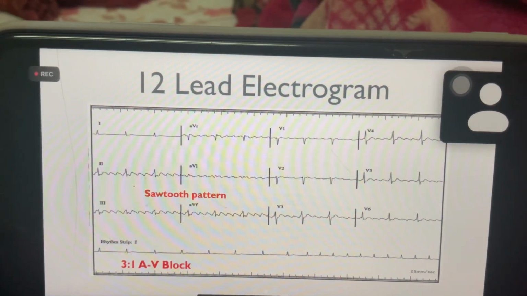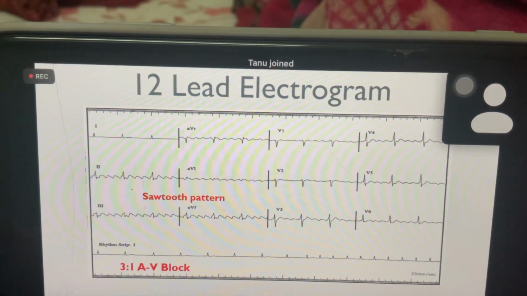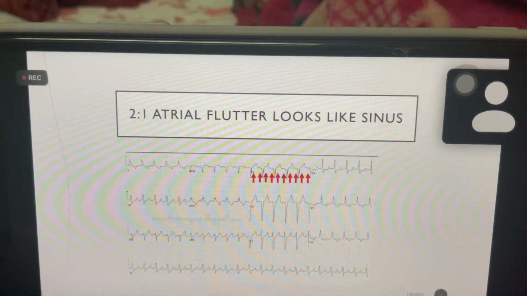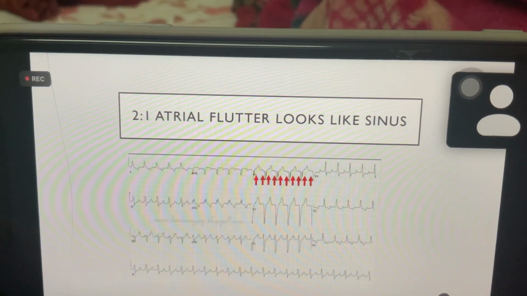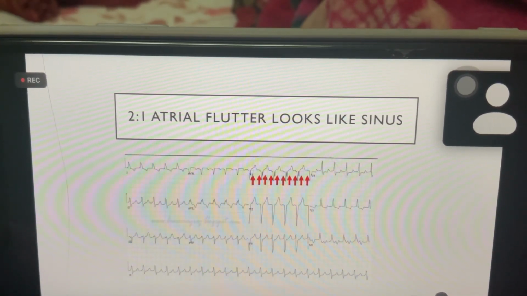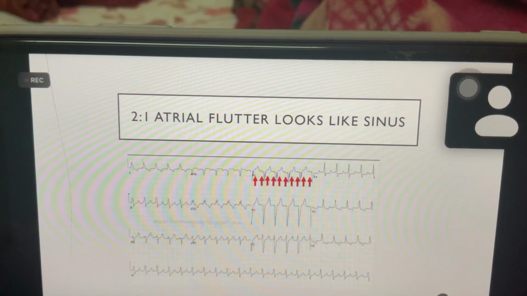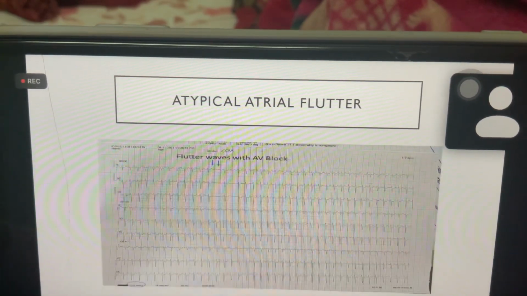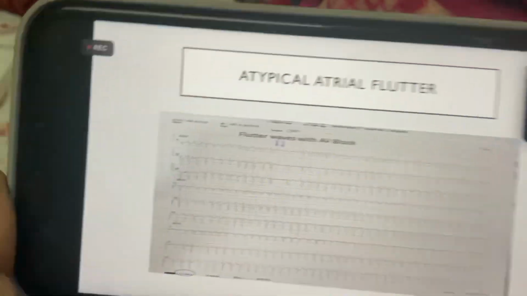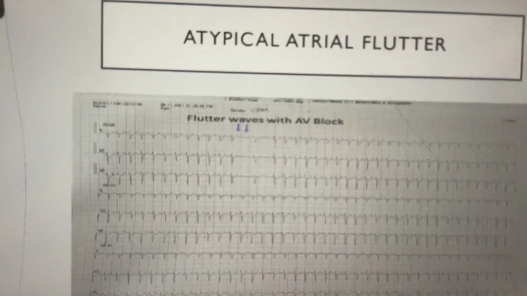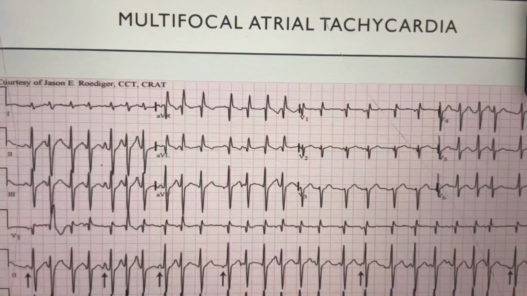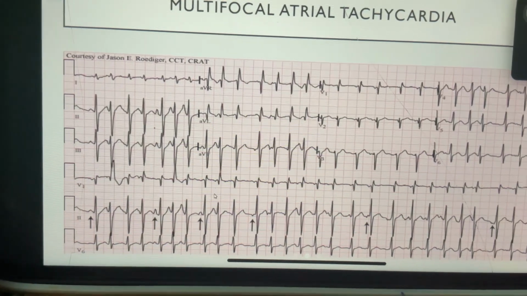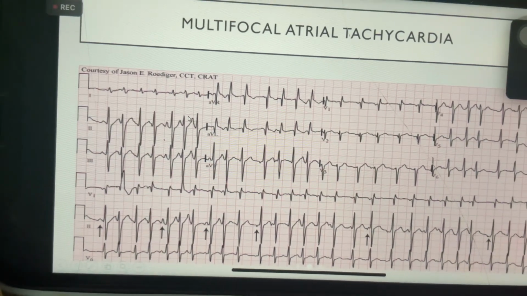You can have a variable block. Mostly it's an even block, but it can be an odd block also. 2:1, 4:1 is more common. 2:1 atrial flutter can look like a sinus rhythm. So it's very, very important that we take a faster rate and tend to see the P waves more easily. In an atypical atrial flutter, once again, it will have the other pattern. You have more P waves, but you will see the V1 which is negative and 2, 3 waves which are positive. Multifocal atrial tachycardia: this is just to show the morphology which is there. More than 3 P wave morphologies you can appreciate on the ECG.